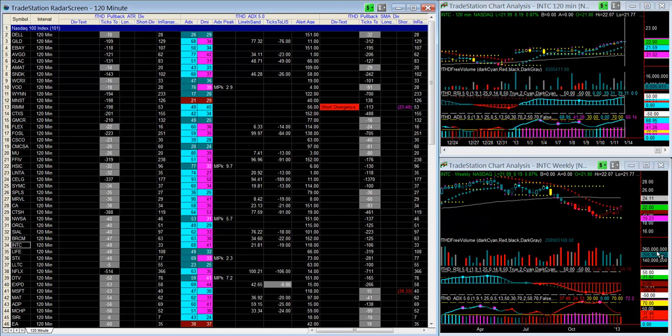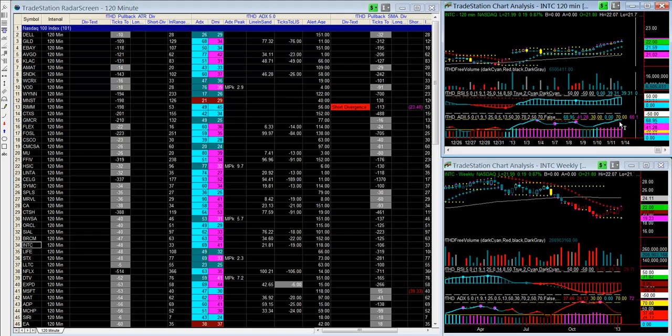INTC. This is not one I would be interested at the moment, because I think we can get a magenta peak from the looks of it here, which will cause this to pull back to the ATR, which is about 50 cents away. So this one I would be just watching. You would also be going against your weekly right now.